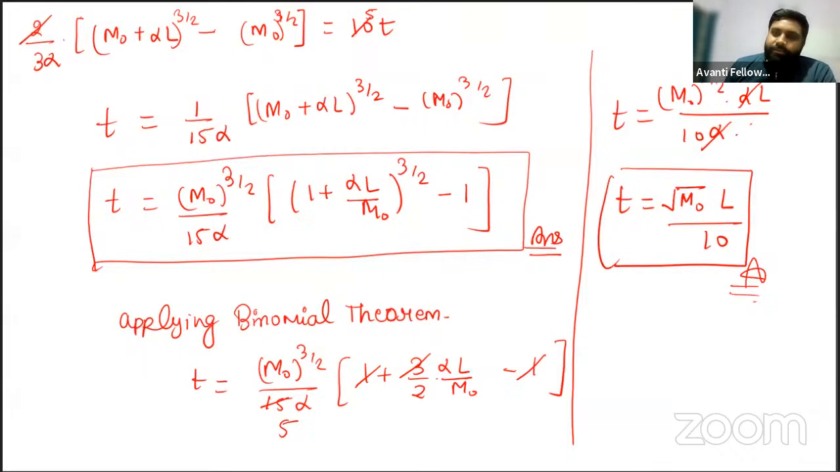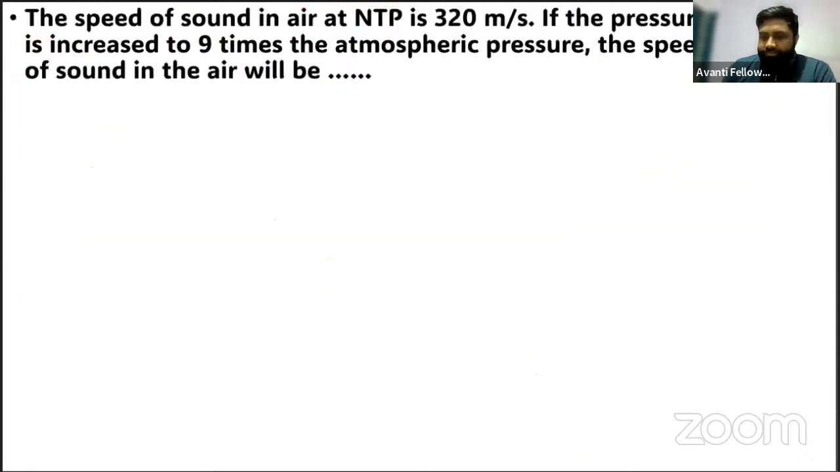Now, if you have any kind of doubt in this question, you can ask. Otherwise, we will move to the next question. The speed of sound in air at NTP is 320 meter per second. If the pressure is increased to 9 times the atmospheric pressure, the speed of the sound in the air will be? Tell me. This is a very easy question, guys. So take your 1 minute to solve this question and let me know the exact answer.